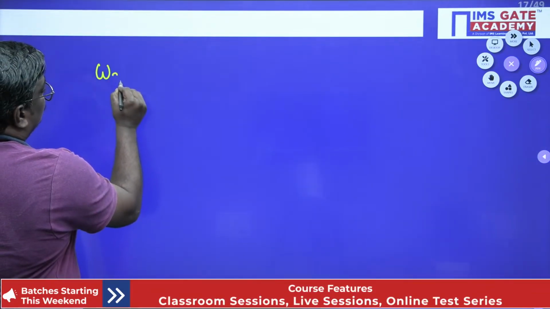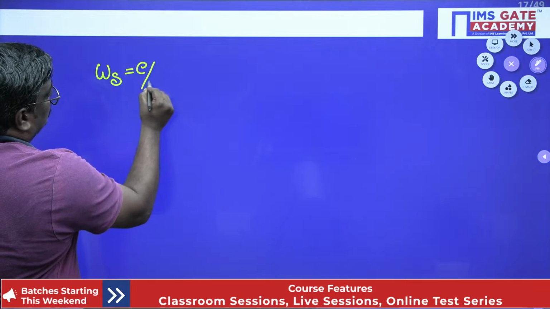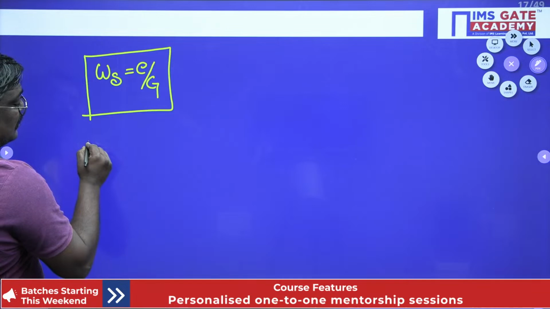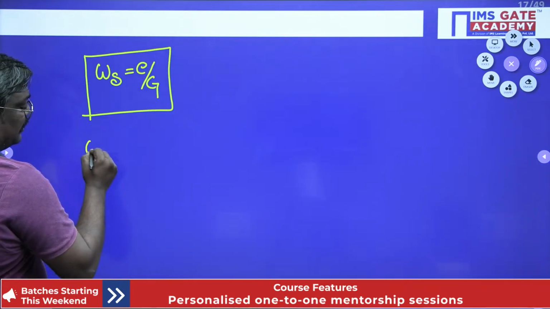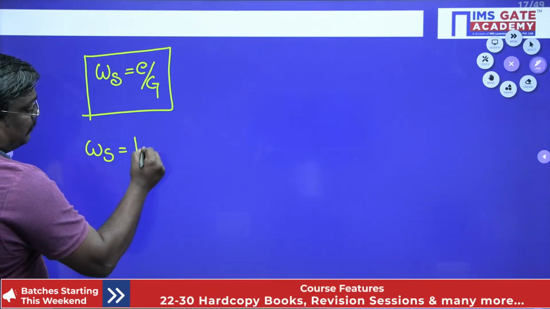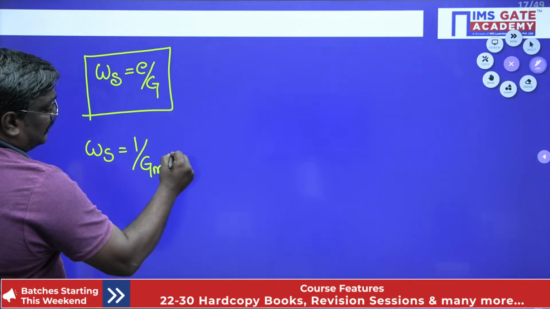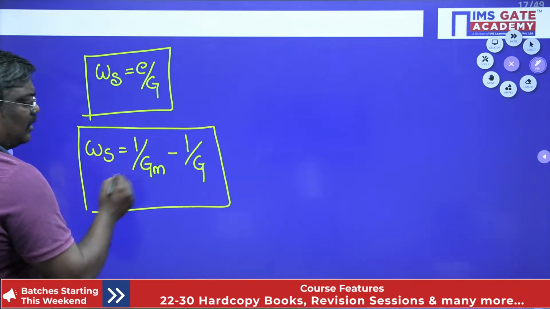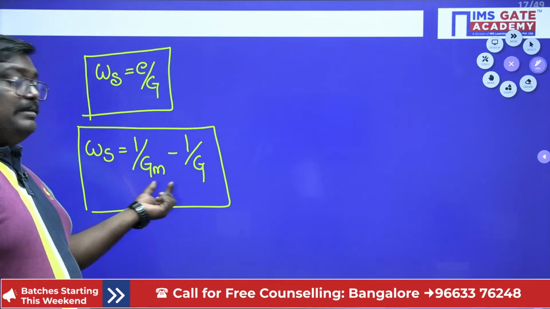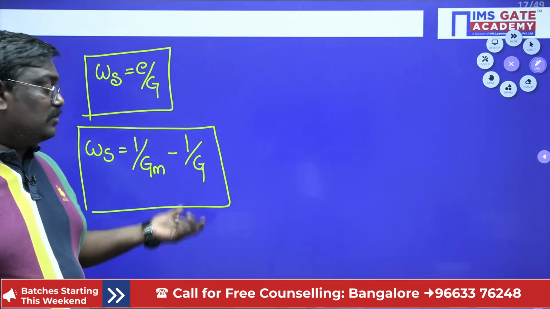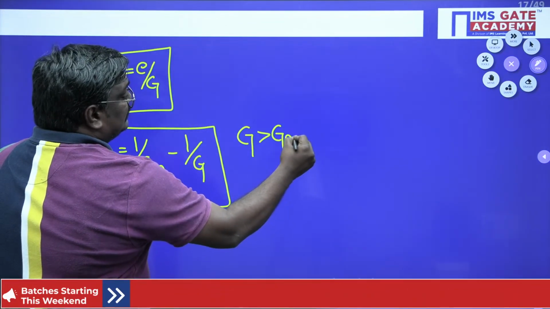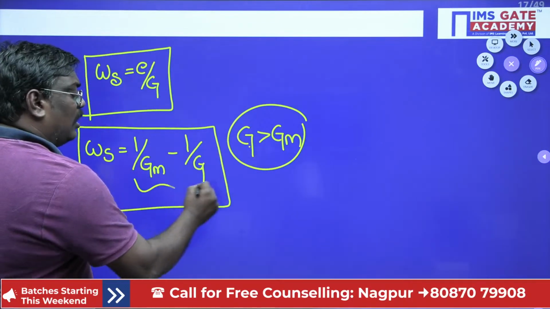So my dear students, the shrinkage limit is given by the formula e upon G, where e represents the void ratio and G represents the specific gravity. Similarly, the shrinkage limit can also be written as 1 by Gm minus 1 by G. Some students might ask, sir, it is difficult to remember these formulas. If I write G minus Gm, it will be negative, because G is always greater than Gm, so 1 by Gm will be more than 1 by G. That is how I remember it.